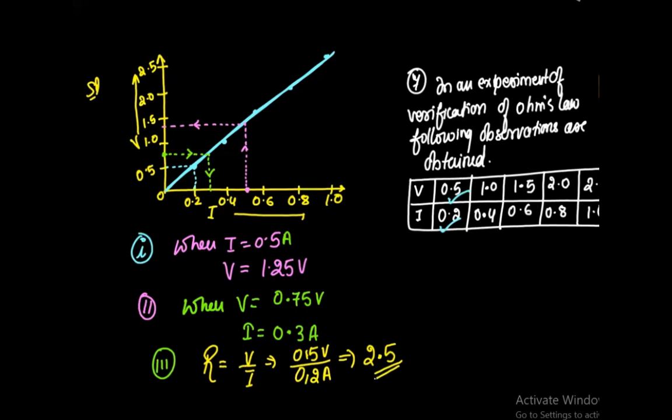So that's it for this topic, beta. We have closed all the numericals of resistivity and resistance. Initial ones of resistance. Right.